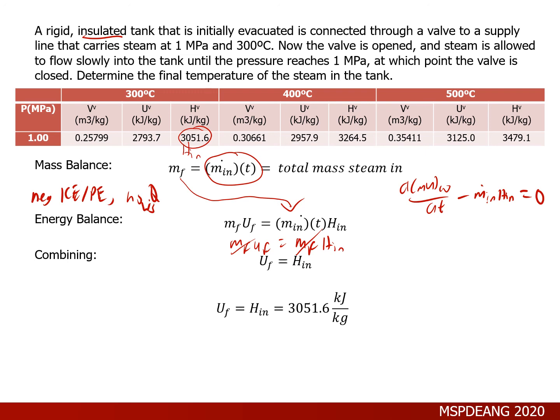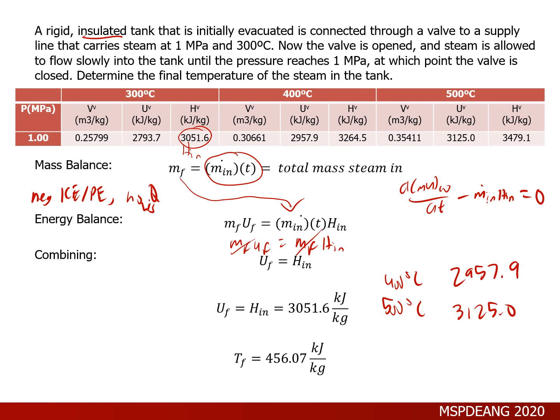So to get the final temperature, tignan natin ngayon yung internal energy at 300, 400, and 500. So internal energy na 3051.6 is between 400 degrees Celsius and 500 degrees Celsius. At 400 degrees Celsius, it's 2957.9, and at 500 degrees Celsius, it's 3125.0. So you can now perform interpolation to obtain the final temperature of the steam inside the tank, which is 456.07 degrees Celsius. So as you can see, the temperature now of the steam inside the tank is much greater than the temperature of the steam supplying the tank.